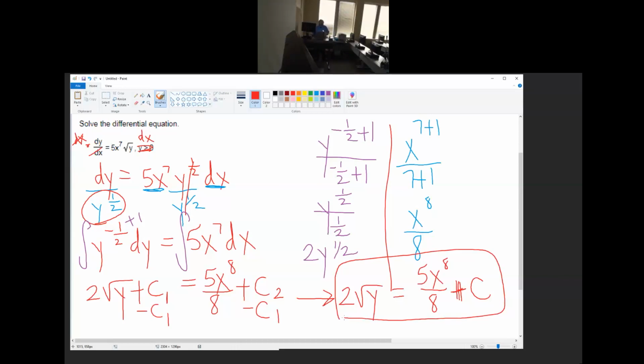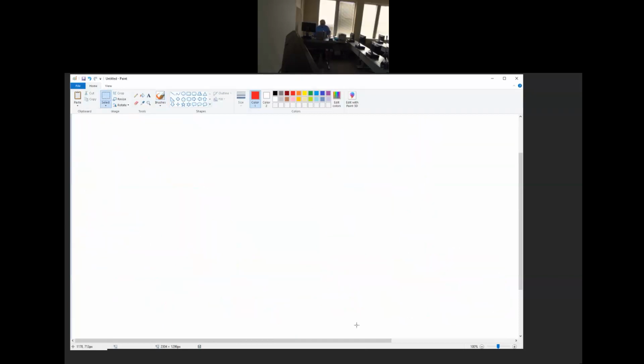All right, this next example also involves a separable differential equation. It's a word problem. So let me screenshot it, put it on our whiteboard here. Let's see, here we go. Hang on just a second, y'all.